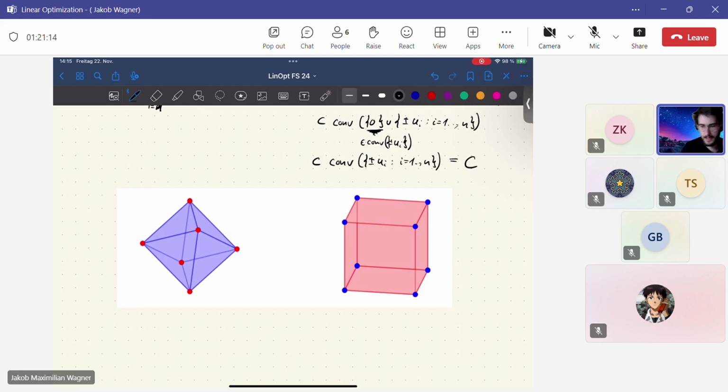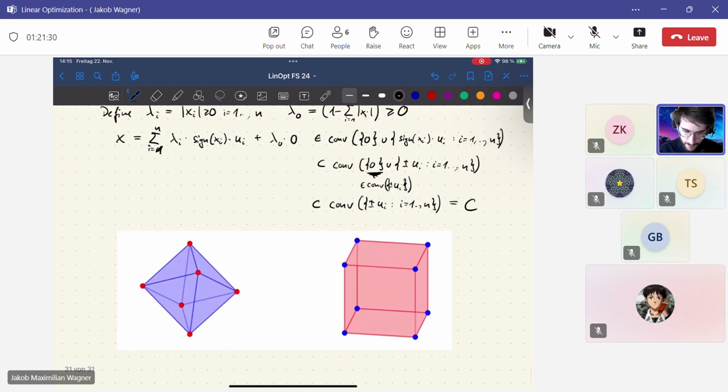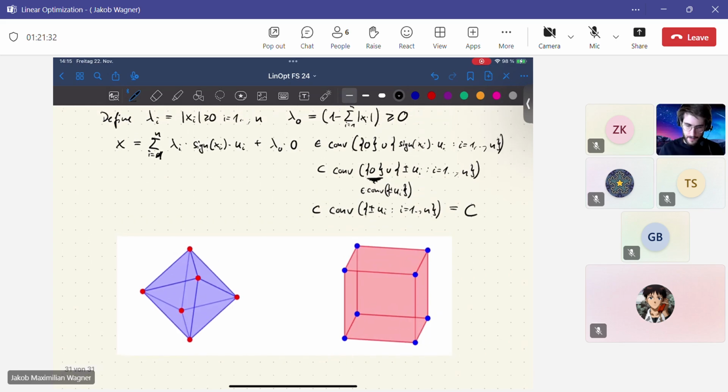Okay, and again, the takeaway message is we can't calculate all the vertices in order to find the solution to our minimization problem. Good. Now we've checked this definition of the vertices for this rather abstract example.